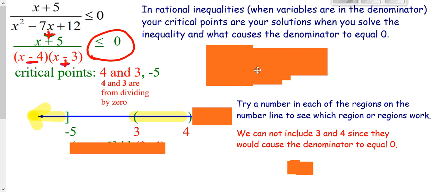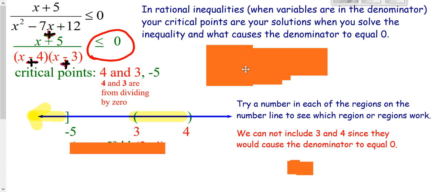Try a number to the right of 4. Well, if I try a number to the right of 4, that means no matter where I put stuff, everything ends up being positive. If everything's positive, I get a positive over a positive, which is a positive. I'm looking for something less than 0, so that means it doesn't work.